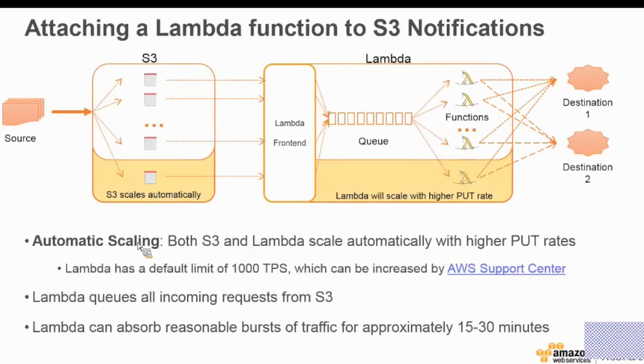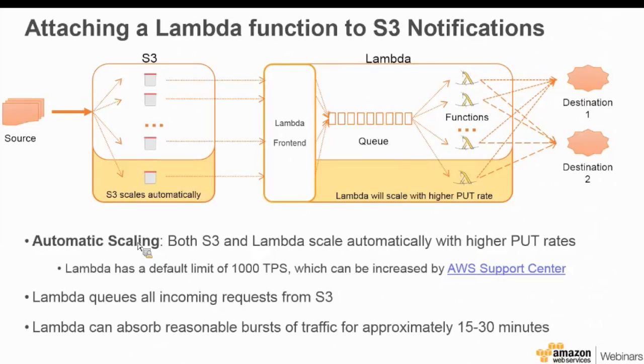Quick points about how S3 and Lambda work together. S3 scales automatically. There is no scaling limit to S3. But since S3 is pushing events to Lambda, Lambda puts all of these events in a queue and then executes off of that queue. Lambda also scales automatically with the number of S3 requests that it keeps getting. Lambda has a default limit of 1,000 requests per second, but you can contact AWS Customer Center to get this limit increased. Which also means that in a matter of hours you can quickly scale up, and if you let us know in advance, then we can have that capacity waiting for you.